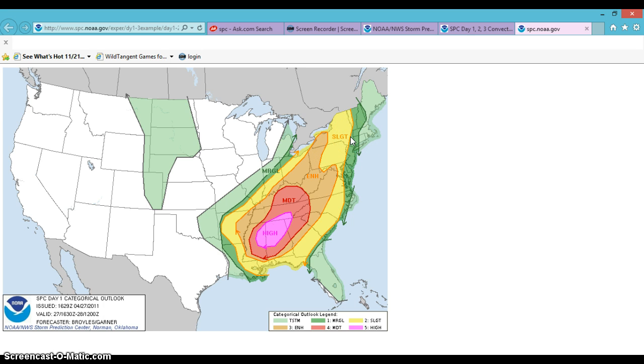So the main thing is, instead of just slight, moderate, and high, we now have a marginal risk, one step lower than the slight risk. We have slight risk, and then we have the enhanced risk, and then we have a moderate risk, and then we have a high risk. So the enhanced risk and the marginal risk are new additions to the severe weather outlooks. Again, we're talking about the severe weather outlooks that you'll see them talk about on TV, that you'll see me talk about.